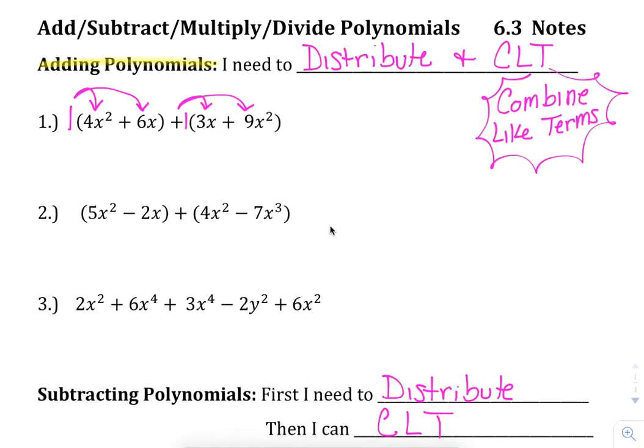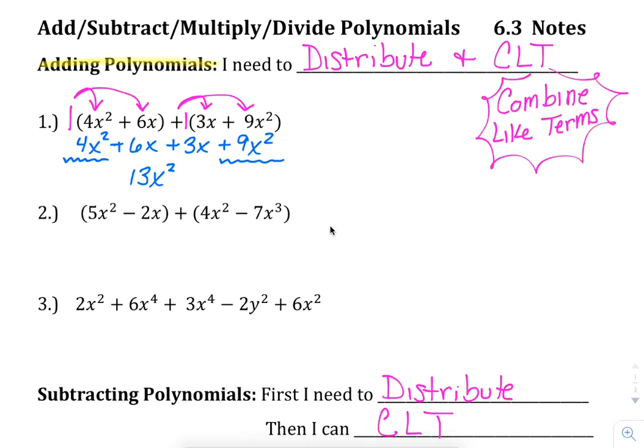Okay? All right, so if I distribute a positive 1 to both of these polynomials, we're going to have 4x squared plus 6x, nothing really changed. We're going to distribute the positive 1 to the next binomial, so plus 3x plus 9x squared. Then I'm going to go through and I'm going to be looking for my like terms. So if I notice 4x squared can combine with another x squared, I have a 4 and a plus 9, that's going to make 13x squareds.